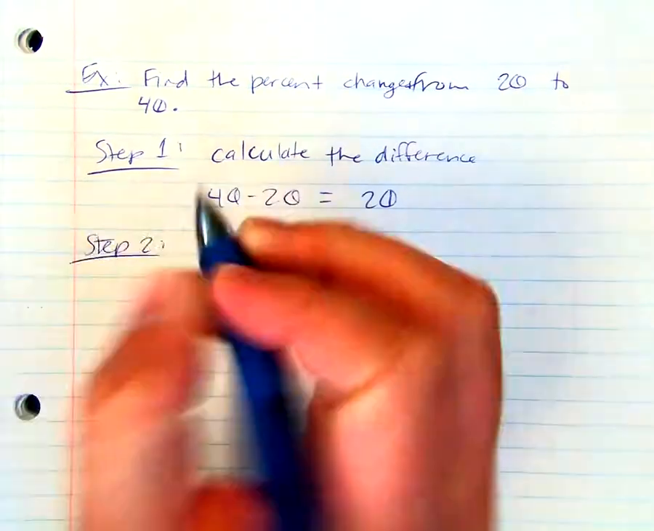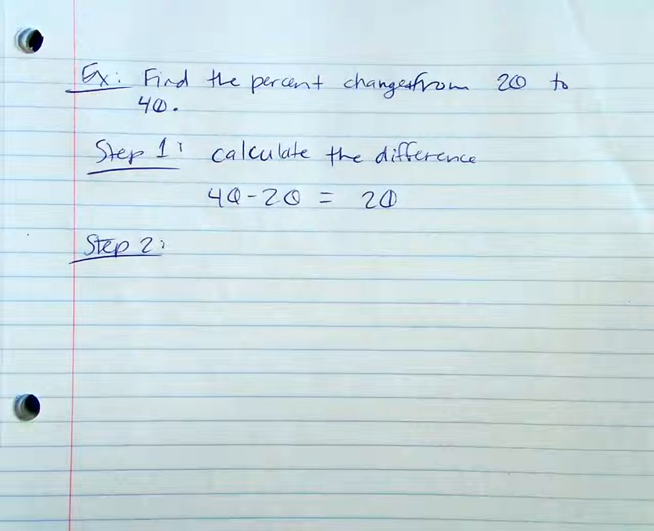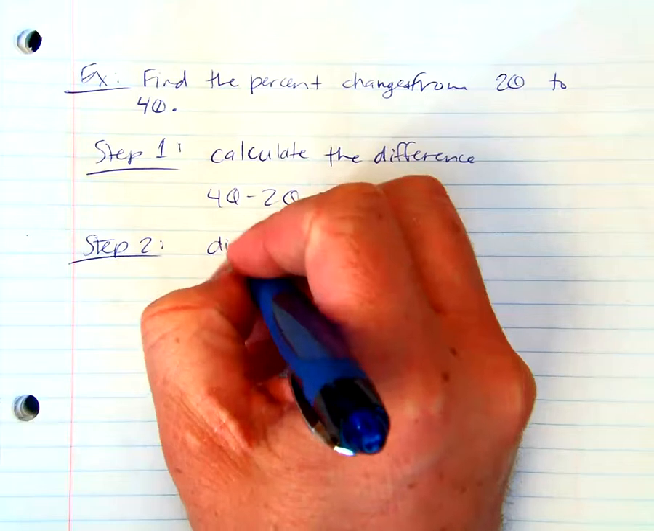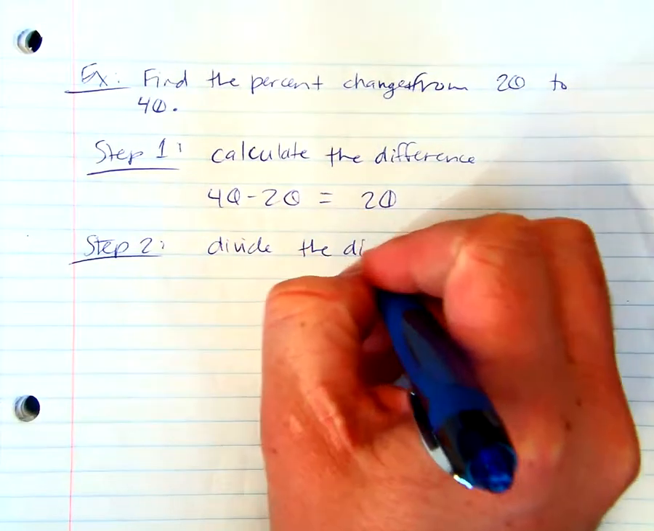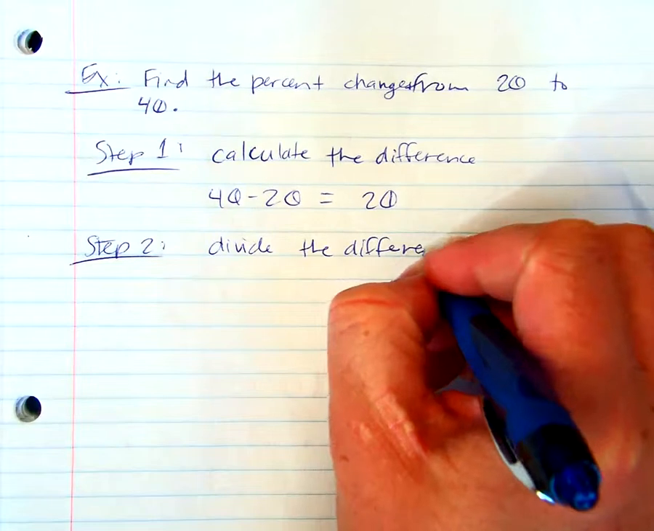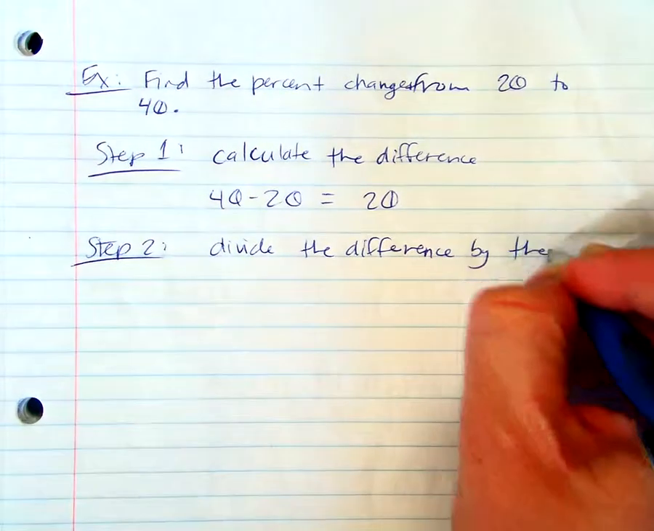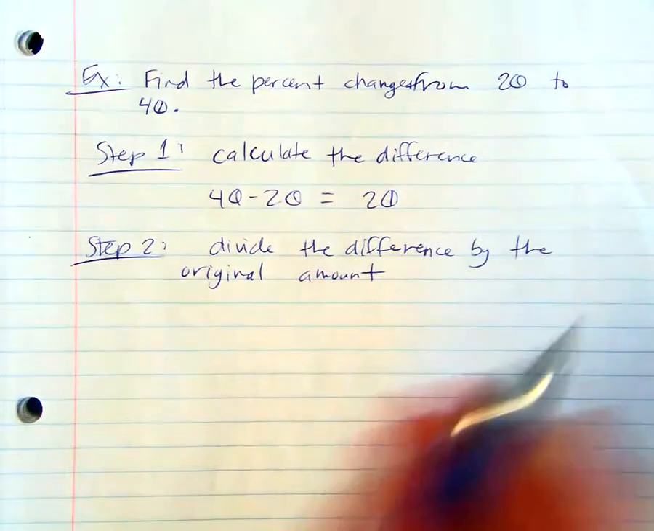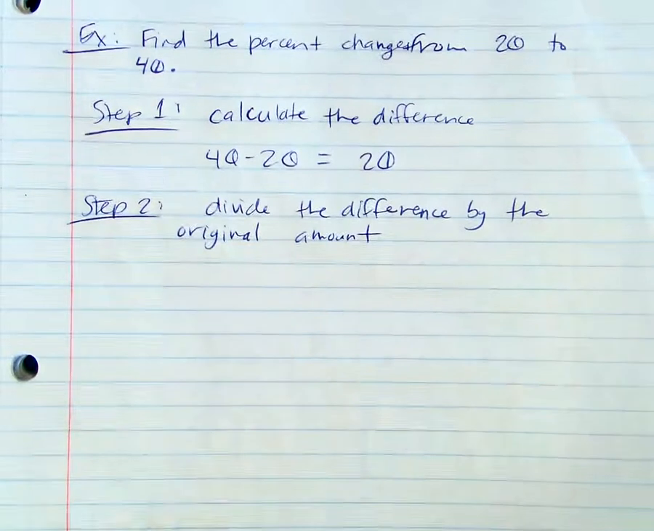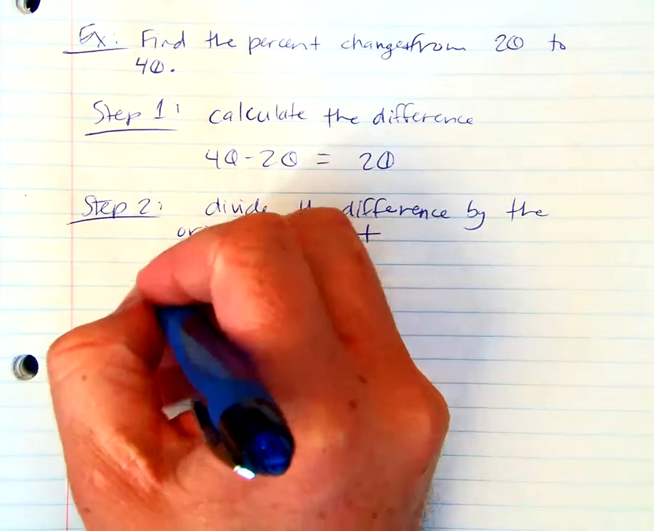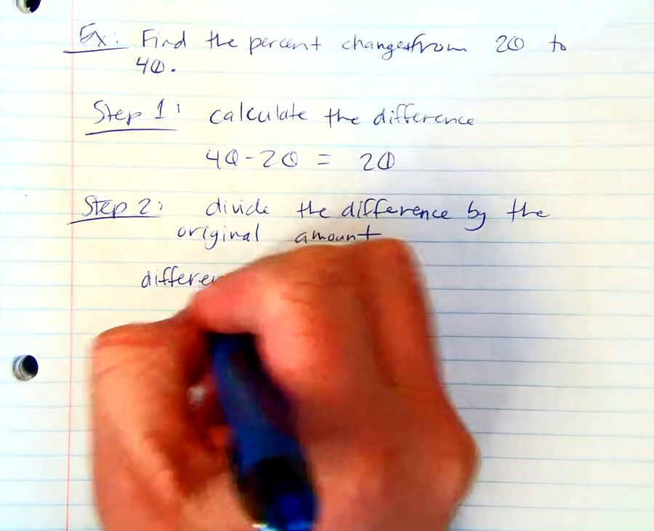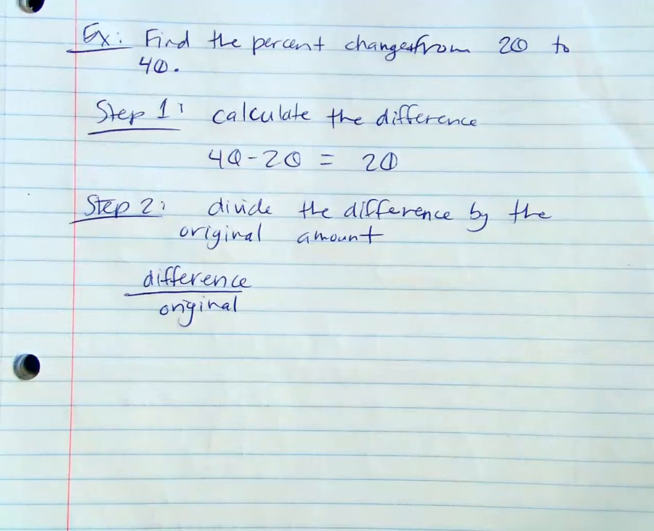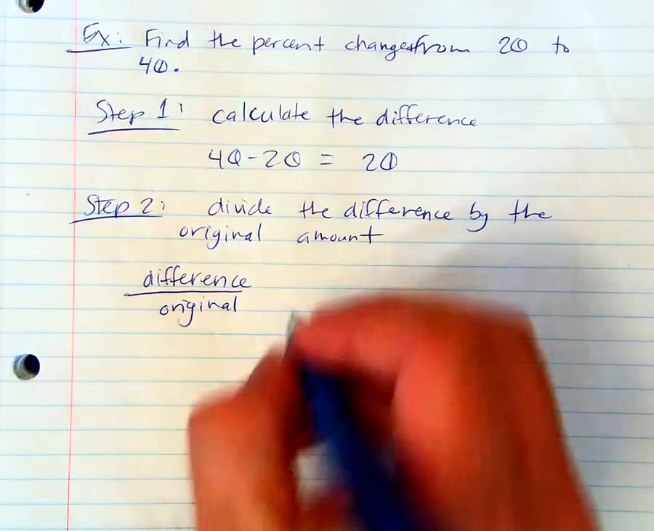Step two, actually finding our percent change, will provide us another way of explaining this. You are going to divide the difference by the original amount. And I'd like you to write this as a formula because it's going to make a connection to what we were doing earlier. So it's difference divided by original. Well, we found the difference in step one. It was 20.